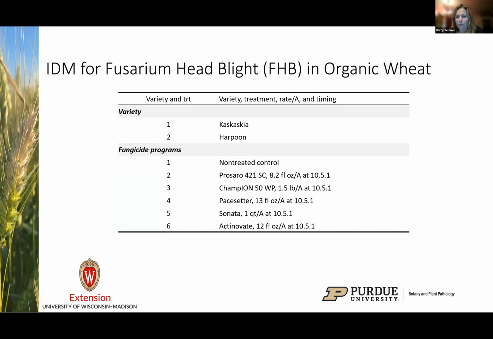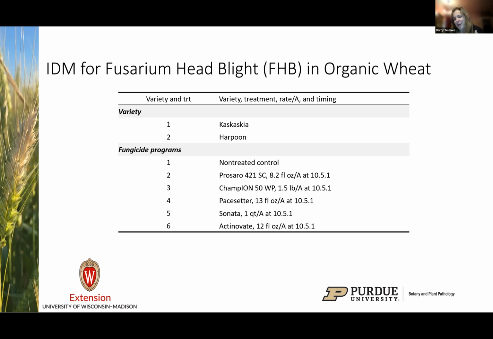And so we had 2 varieties planted in our field trials here in Indiana and in Wisconsin. And then we looked at some other products. So we had Champion, which is a copper-based organic product, Pacesetter, which is a Rhyonitra extract of knotweed that is used in organic production, Sonata, which is a bacillus bacteria that can protect the leaf. And then we also looked at Actinovate.